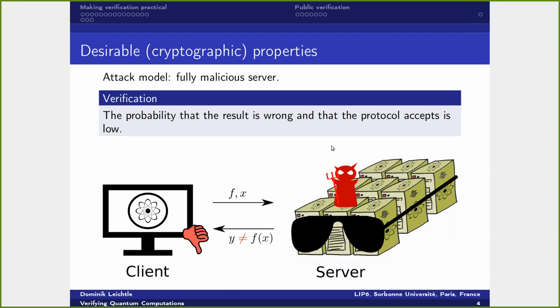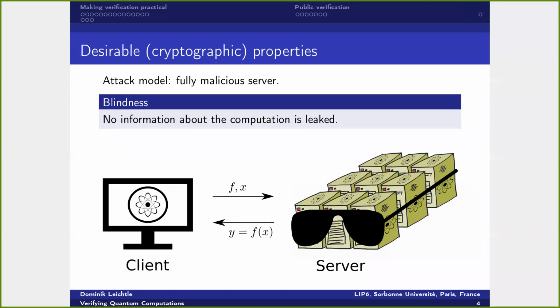Hey, Dominik, sorry, I have a silly question. There are no silly questions. It appears to me that if you have blindness, then in the computation you can have some very simple function evaluations to check if the result is being computed correctly. Doesn't blindness imply verification somehow?